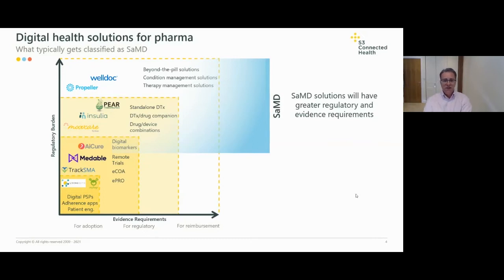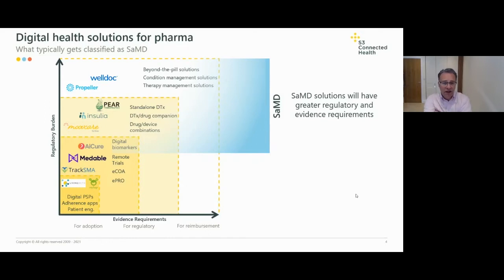So, for example, Track-SMA is not classified as SaMD. It's in the rare disease space. It supports patients with spinal muscular atrophy, and it's deployed in a number of APAC countries. What it does is it gathers data using clinically validated assessment tests to provide clinicians with improved oversight of their patients' progression, as well as real-world evidence that's used to improve patient access to medication.